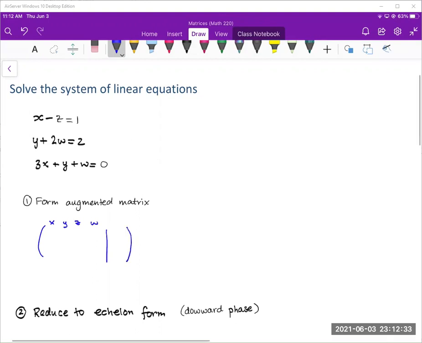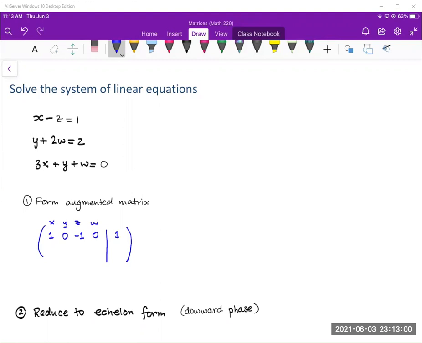Okay, so if we were to read this off, we're going to write down the coefficients. So our first equation becomes our first row. We have 1 x. We don't see any y's. We have -1 z's. And we don't have any w's. And at the bar, we're going to write what we're equal to. We're equal to 1.